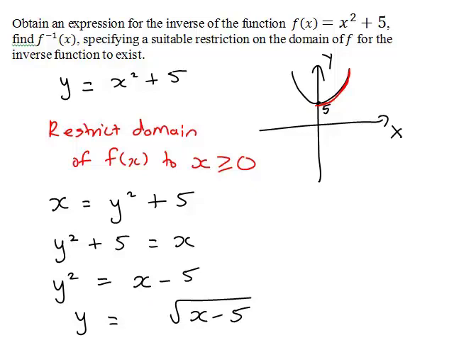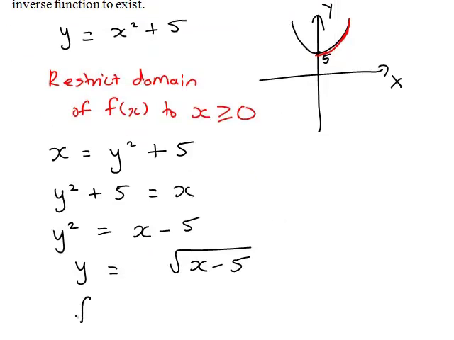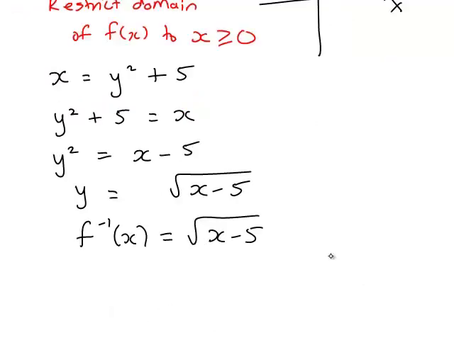So getting rid of the negative, we would say y, and hence the inverse function, f inverse x, is in fact just the positive form of that, or the square root of x minus 5. And sure enough, it has a range of values of y. Y for that will always be greater than or equal to 0.